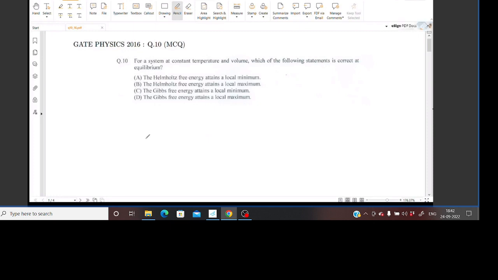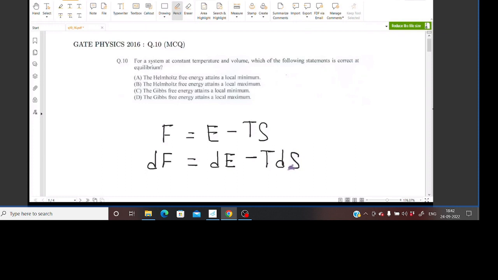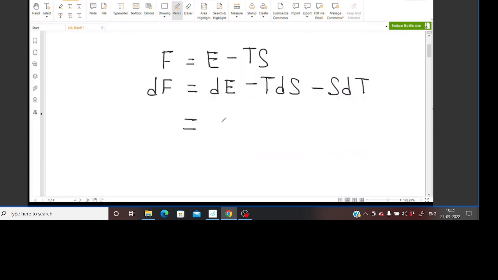Let's solve this question. Helmholtz free energy F is given by E minus TS, where E is the internal energy, T is the temperature, and S is the entropy. So the change of Helmholtz free energy dF is equal to dE minus TdS minus SdT. From the laws of thermodynamics, this dE can be written as TdS minus PdV.